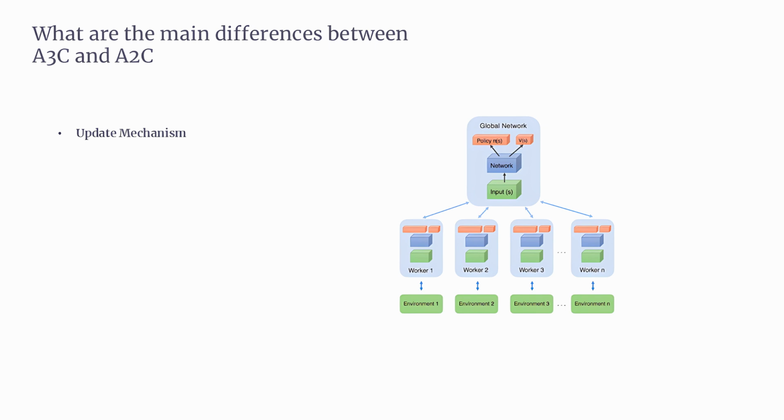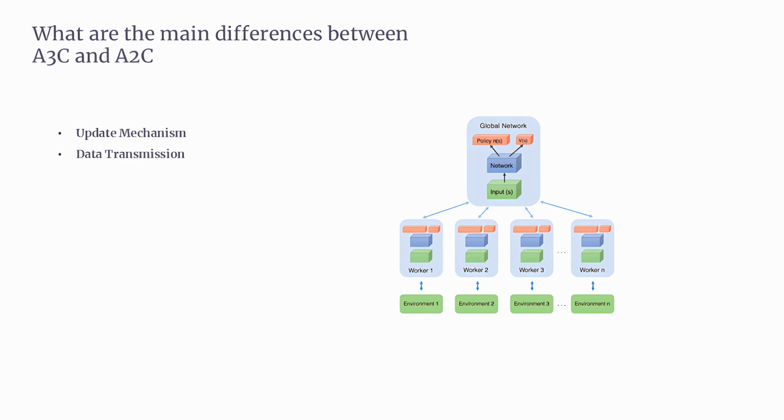On the other hand, A2C uses synchronous updates. All agents collect experiences and then update the global model at the same time. This avoids the issue of stale gradients since everyone updates the model using the same information. However, it requires all agents to finish their exploration before any updates are made, which can slow down the process.